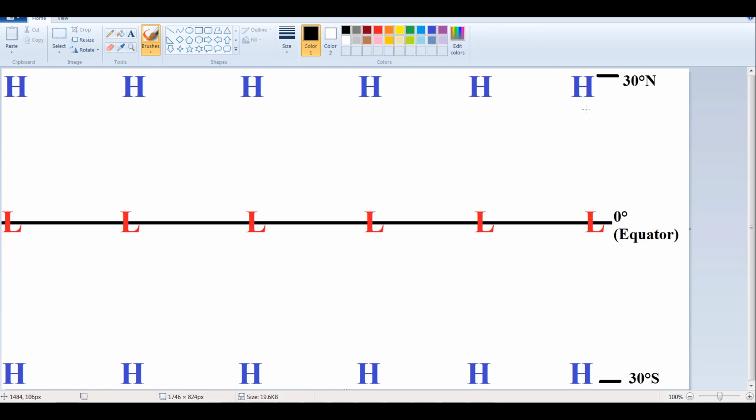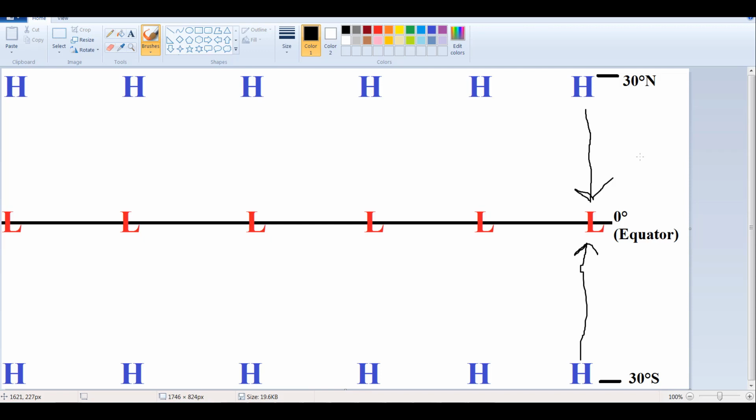So what I actually want you to do on this map is draw arrows that start at the high pressures at 30 degrees north and 30 degrees south, and then make their way towards the equator. Now that's not everything I want you to do though. That's only if we talk about the pressure gradient force. But we also need to talk about the Coriolis force.